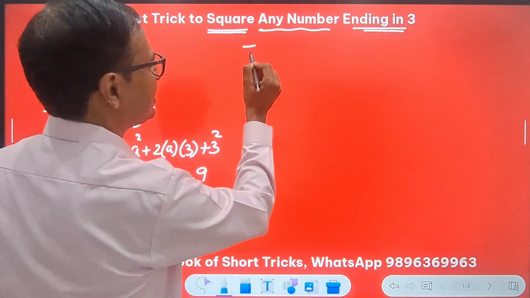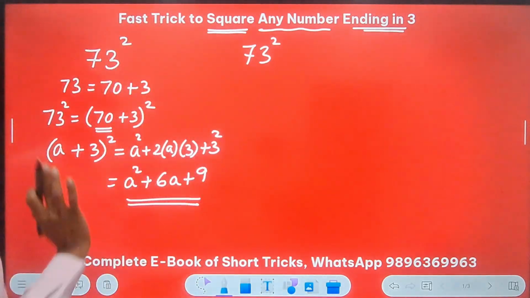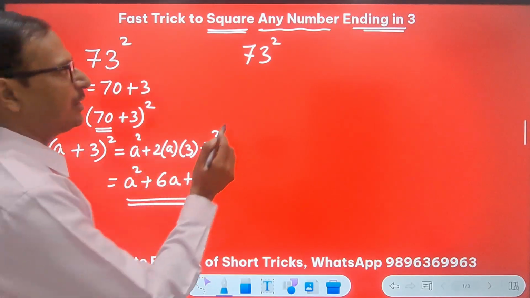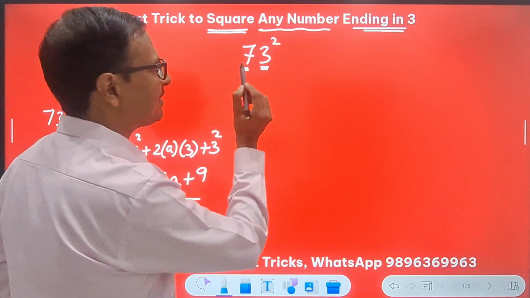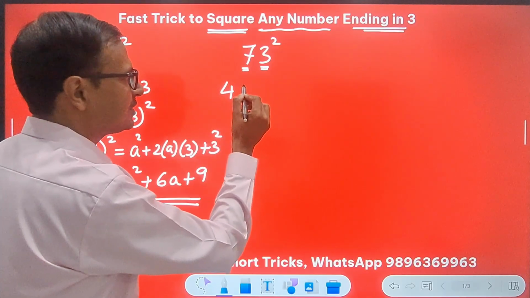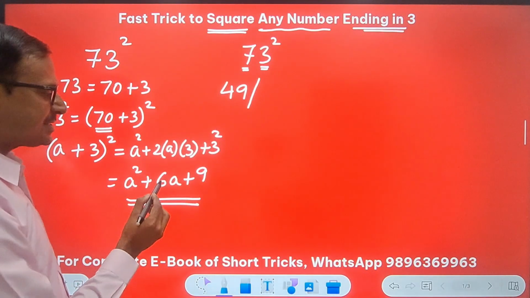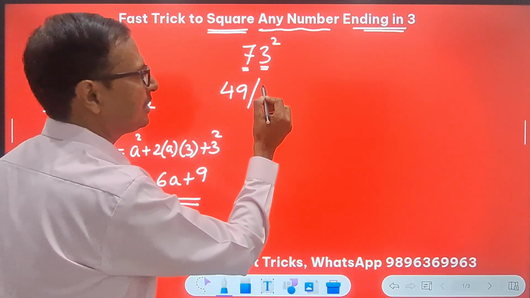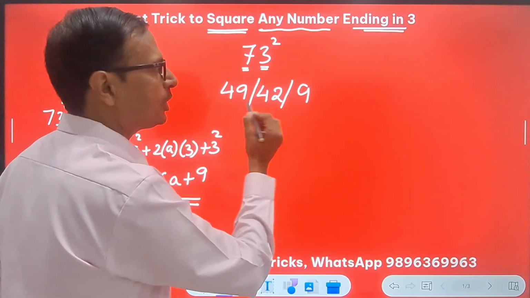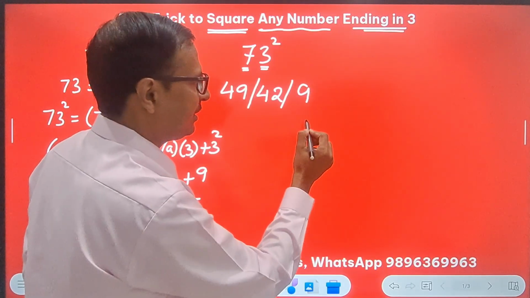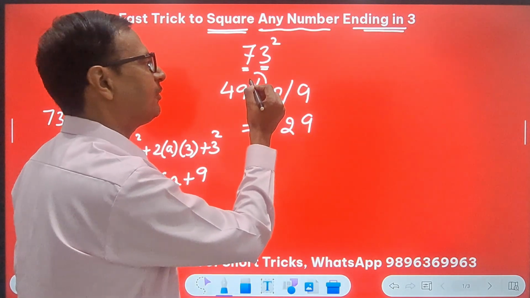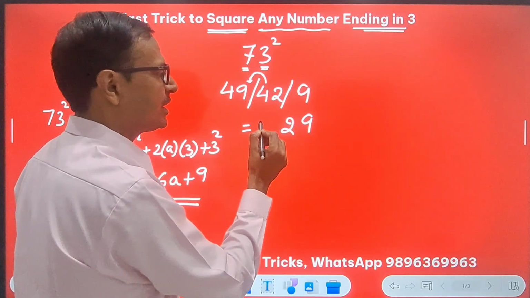Suppose I have to square 73. So I am applying it for the same number here, 73. A square. Now a square, just forget this 3. This is 7, right? And I know that 7 square is 49. So I did a square. And then 6a. 6 times 7 is 42. And finally we have the 9. In order to add them, the unit digit 9 will come as it is. 42, retain the 2 and carry forward the 4. So 49 plus 4 is 53.